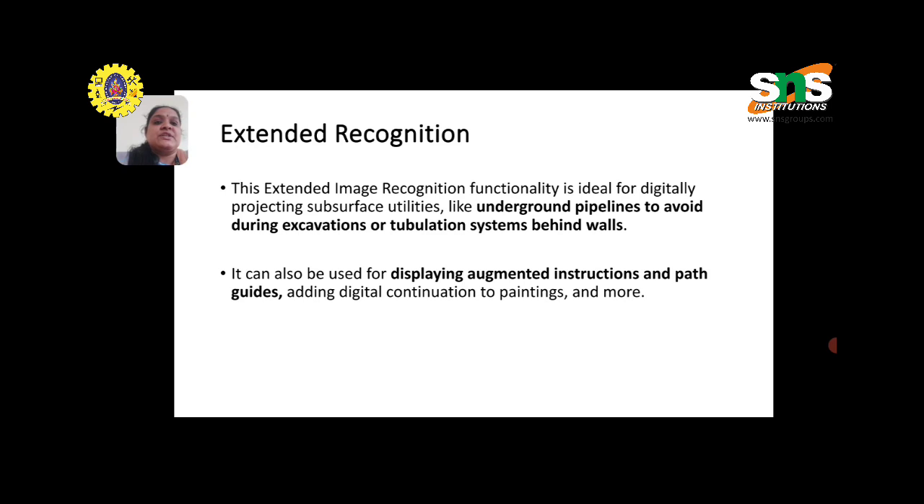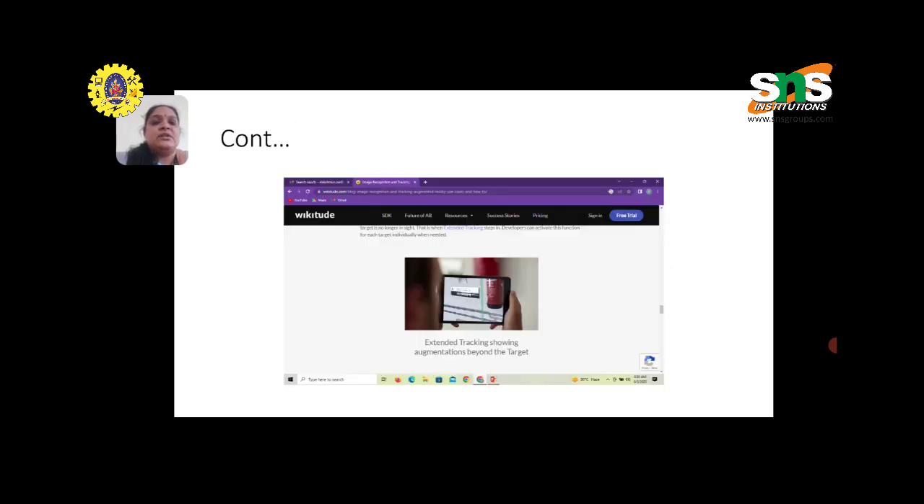Okay. The next is extended recognition. This is mainly used in pipelines, underground pipelines and all. If you want to see in depth, you can use this extended recognition. It can also be used for displaying augmented instructions and path guides, etc. For underground construction works or pipeline works, this extended recognition can be used. So this is called extended tracking, where it shows the augmentations beyond the target.